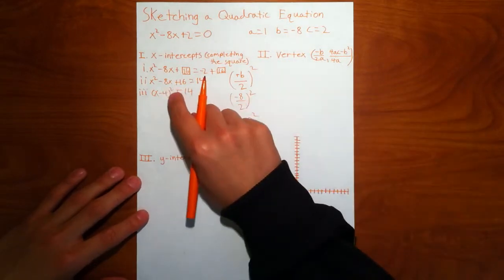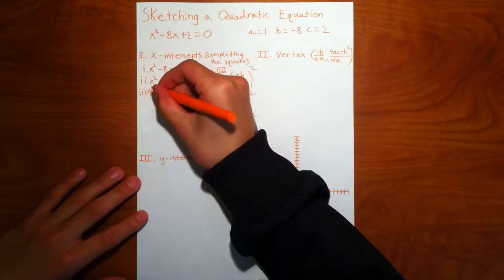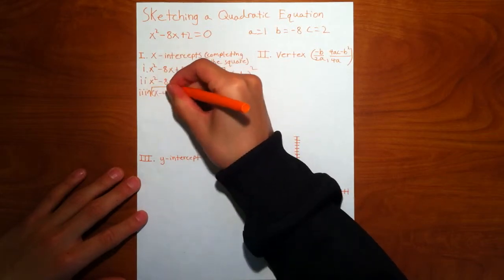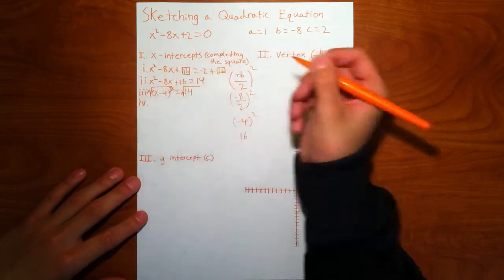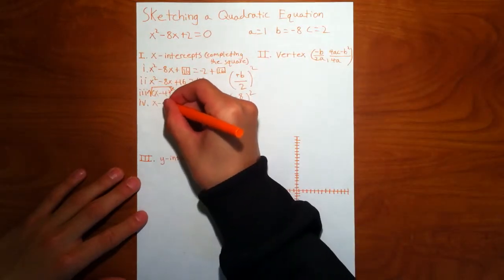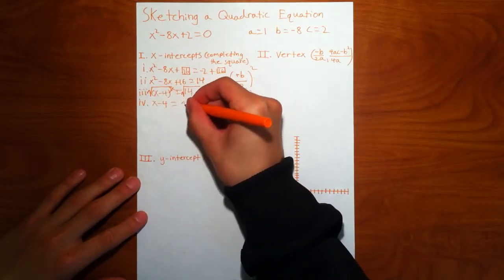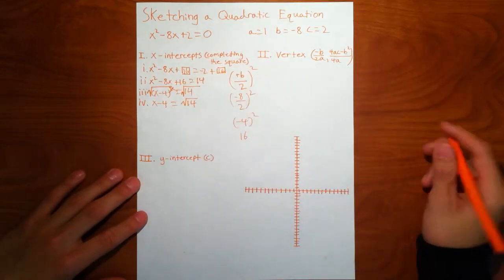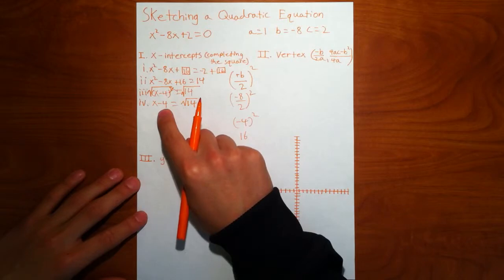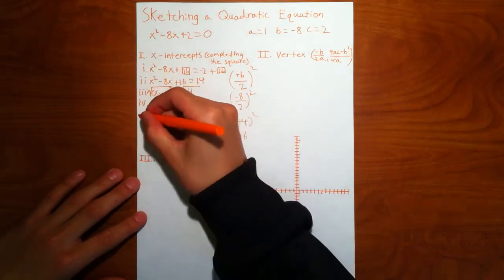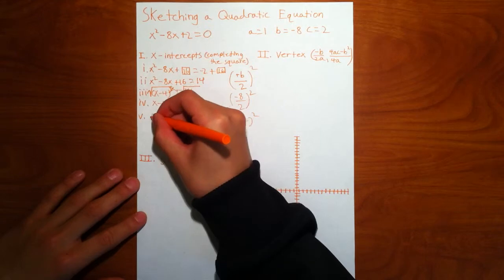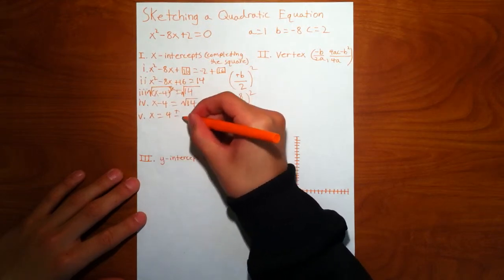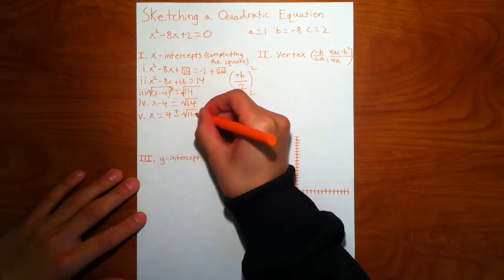So to get rid of this square right here, we must take the square root of both sides. This eliminates the square, and I'm just going to clean it up. Step 4, x minus 4 equals the square root of 14. So now I'm going to add 4. So step 5 is going to look like x equals 4 plus or minus the square root of 14.